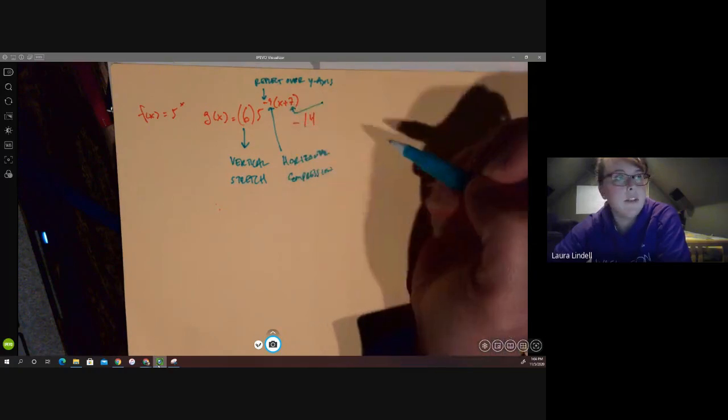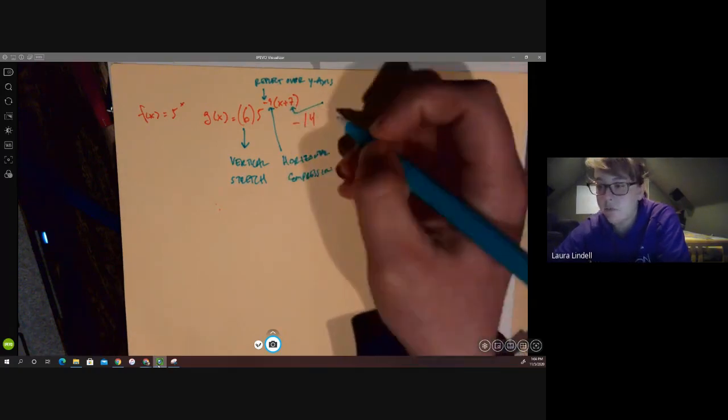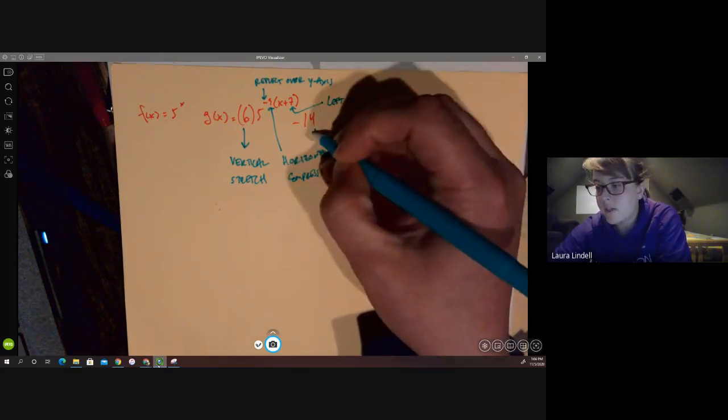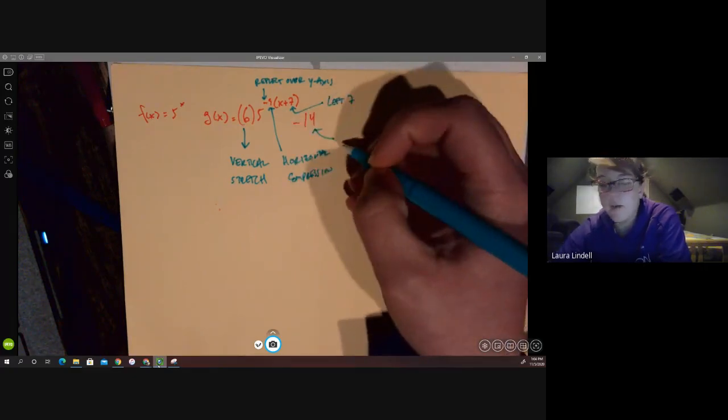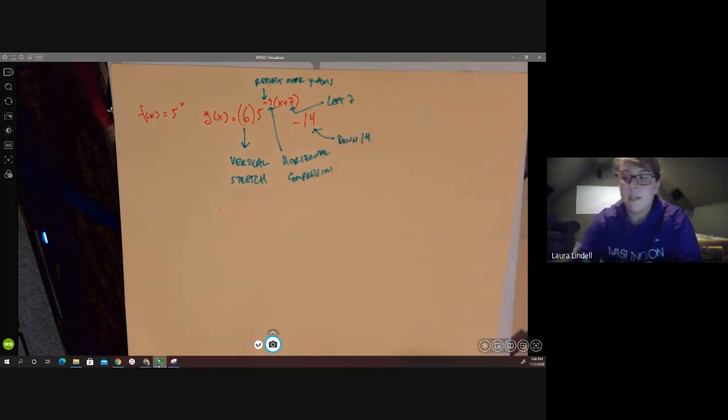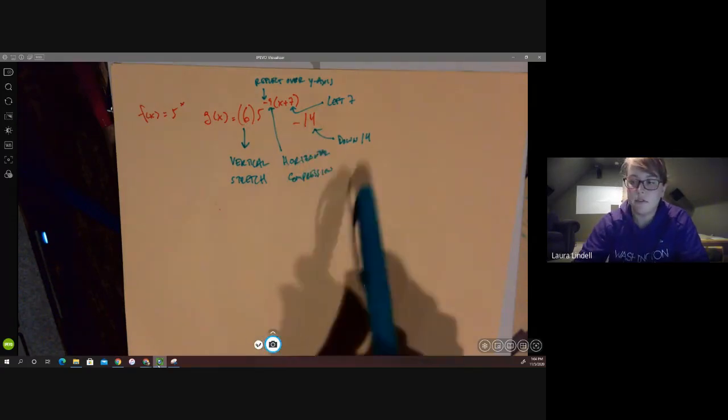The plus 7, since it's with the x, tells us we're moving left 7. And then the 14, since it's minus 14 on the outside there, tells us we're going down 14. And that is everything that is happening with that function. All right, so we would need to list all of those things.